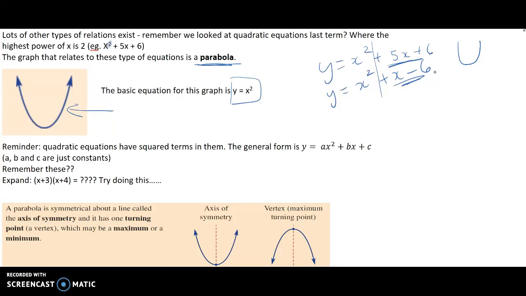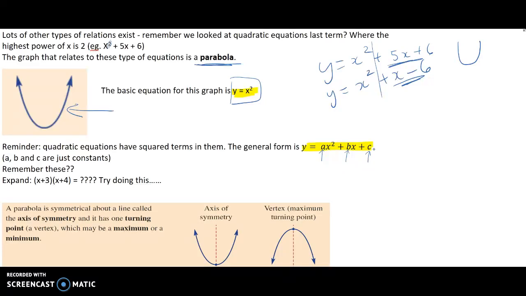Okay, so the general form is that. That one is just the basic form, if there's no constants. Basically the a, the b, and the c are where you'll see numbers. So that's where you have constants. They are constants. It could be any number.